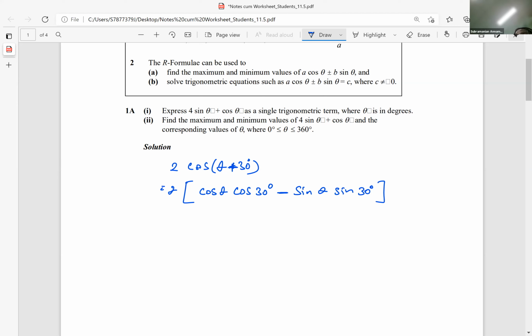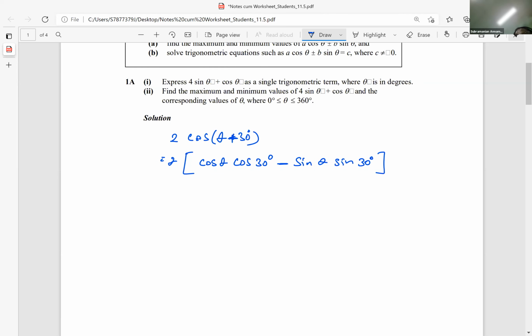Do you remember this? Yeah. Okay. By the way, this is not related to 1A question. I'm just giving you an introduction to R formula. So, you know what is this? Must convert. So this becomes square root 3 over 2 cosine theta minus half sine theta. There is still a 2 outside. And when I times these 2 inside, I'll get this.